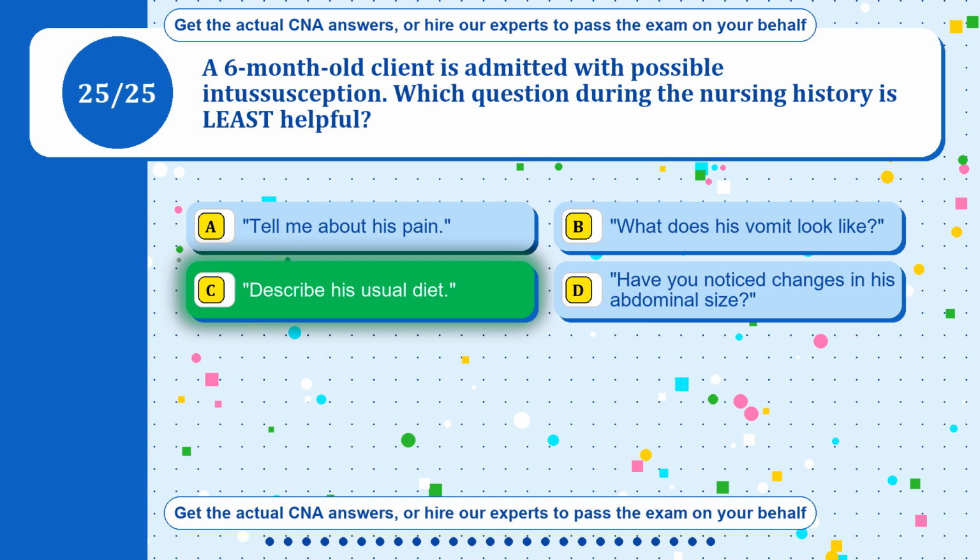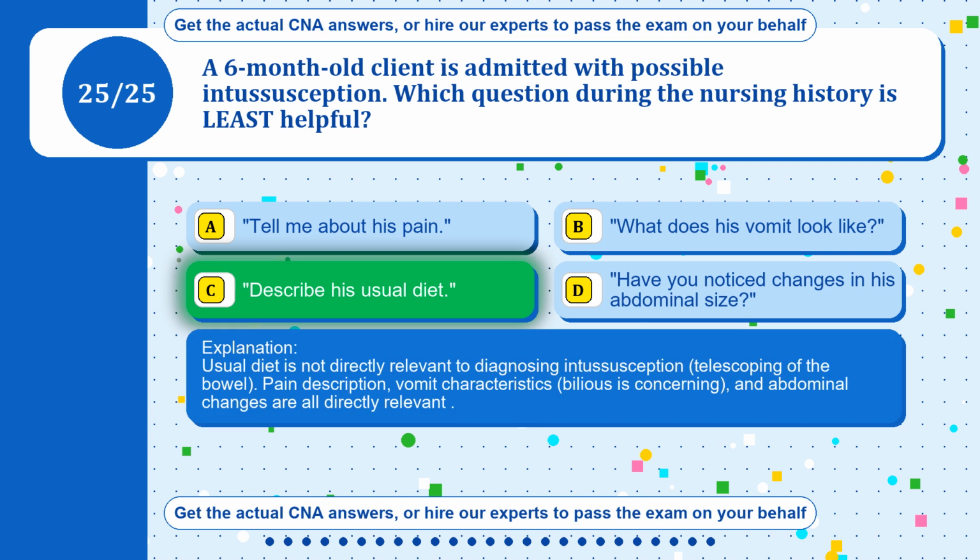The correct answer is option C, describe his usual diet. Usual diet is not directly relevant to diagnosing intussusception, telescoping of the bowel. Pain description, vomit characteristics, bilious is concerning, and abdominal changes are all directly relevant.